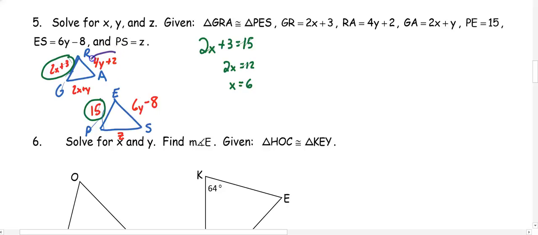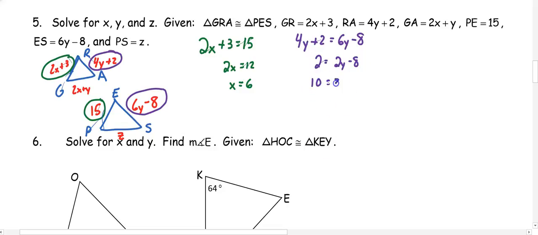Next, we can look at side RA, which is the second and third letter. So RA matches up with ES, which is also the second and third letter. So 4y plus 2 is equal to 6y minus 8. We can subtract 4y from both sides, so 2 equals 2y minus 8. Add 8 to both sides, 10 equals 2y. So when I divide, I get y is 5.